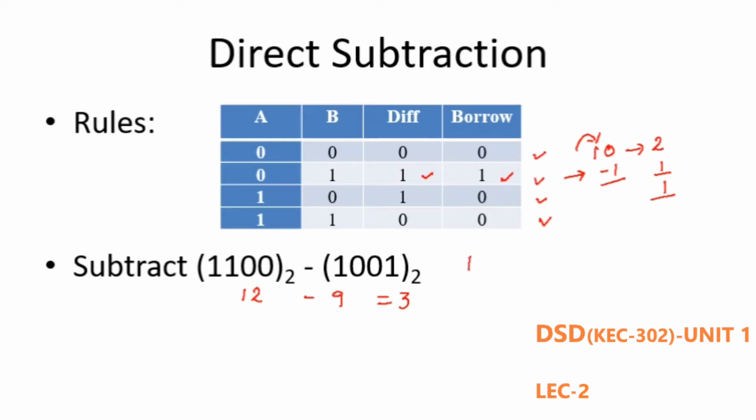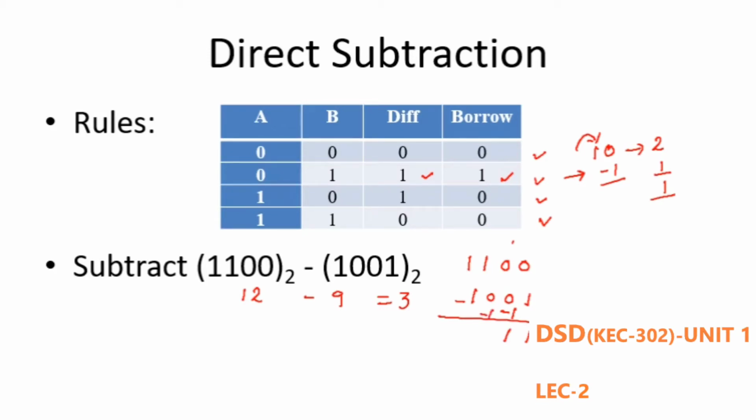So 1100 minus 1001. If I am doing this, 0 minus 1, from the above table we can see that 0 minus 1 gives difference 1 and borrow 1. Since I have taken a borrow from the next bit, there is a deficiency of minus 1 in the next bit. So again 0 minus 1 becomes difference 1 and borrow 1.